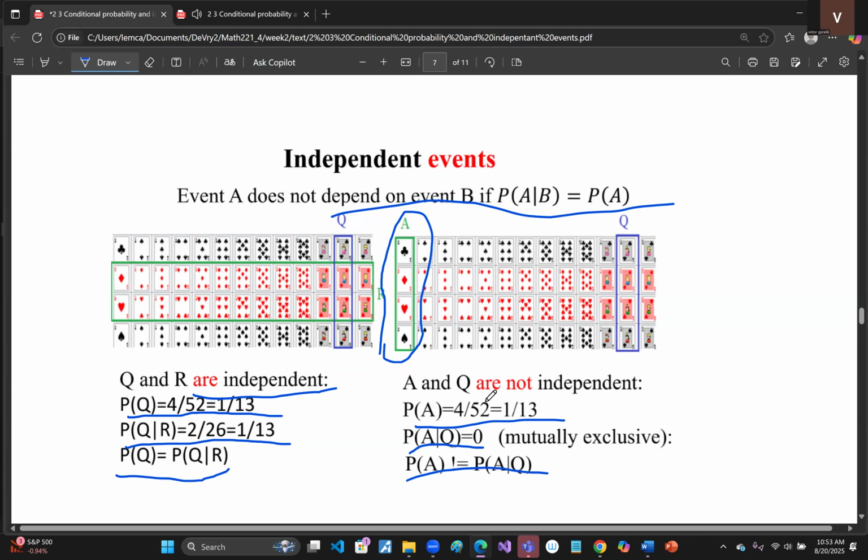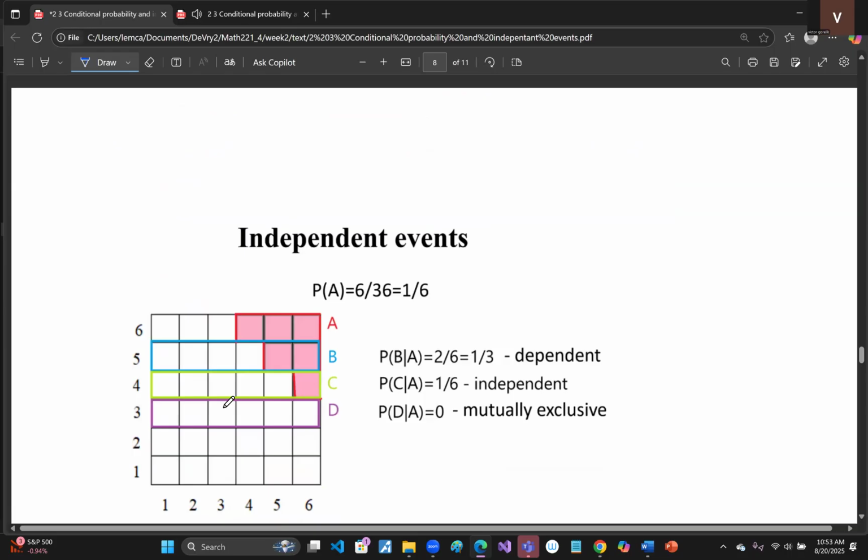The next example is the rolling of 2 dice. A is an event of having the sum greater than 9, B, that the first die shows 5, C, shows 4, D, shows 3. It is interesting to note that B and A are dependent, C and A are independent, and D and A are mutually exclusive.